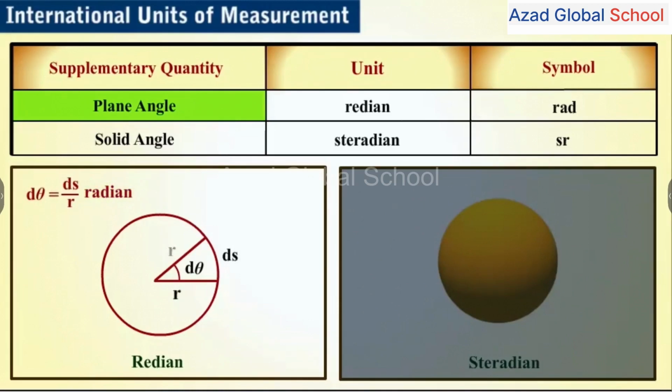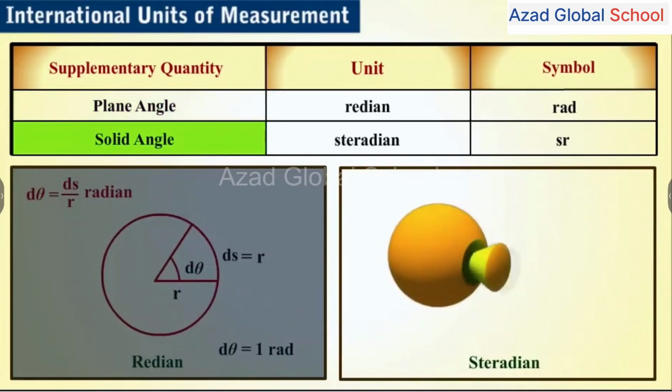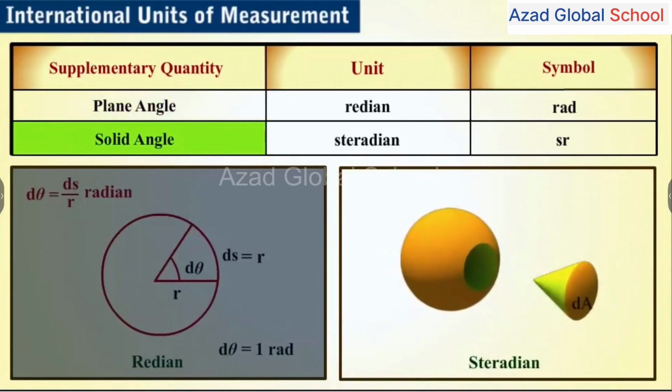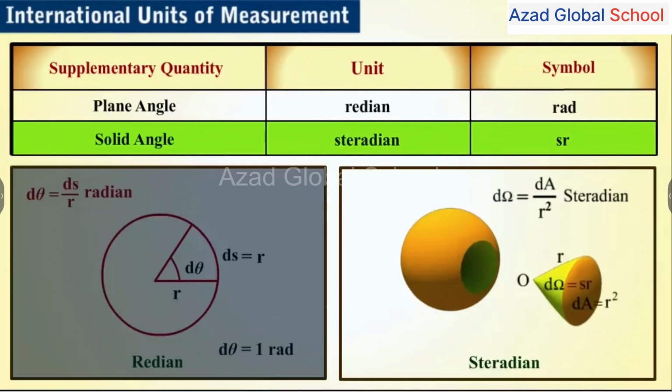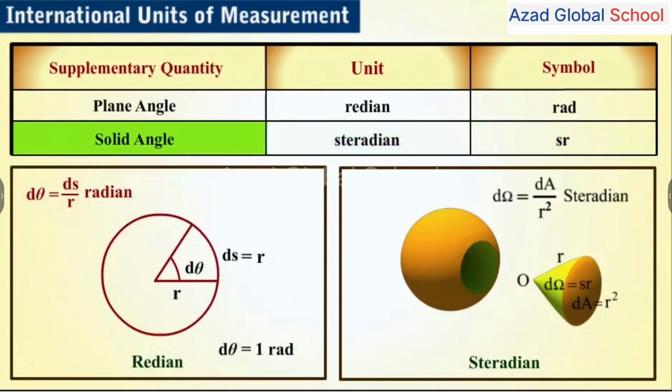It is defined as the angle subtended at the center of a circle by an arc of length equal to the radius of the circle. Solid angle is defined as the ratio of the intercepted area dA of the spherical surface, described about the apex O as the center, to the square of its radius r, and is measured in steradian with the symbol sr. If the magnitude of the intercepted area is equal to the square of the radius, then the solid angle is equal to 1 steradian.